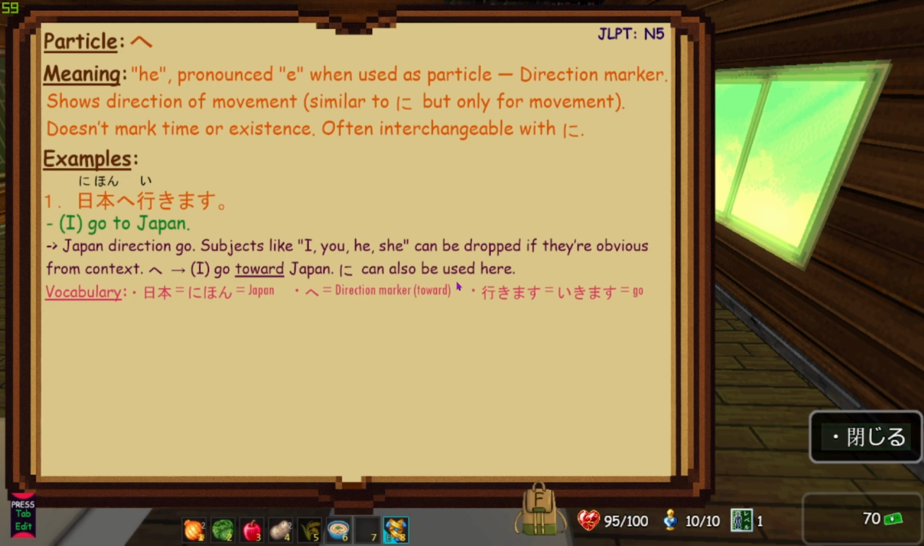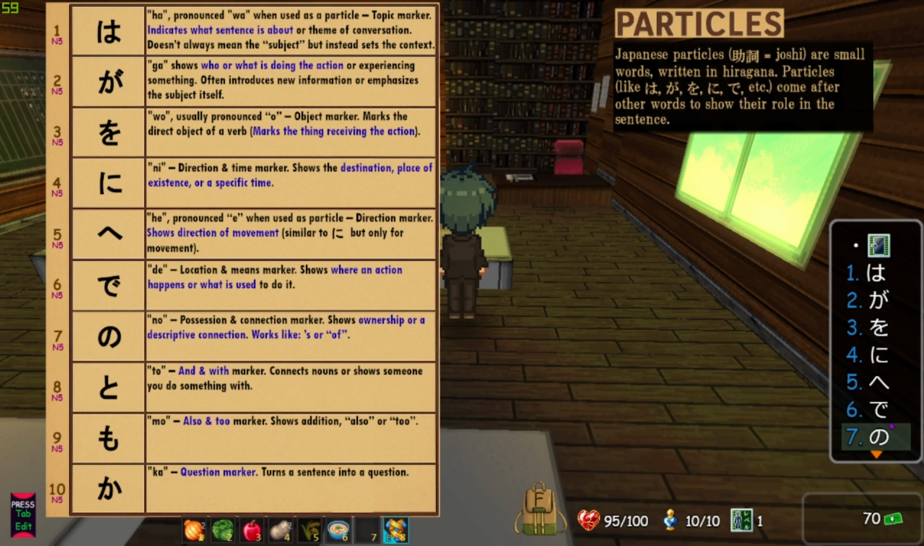So ni can also be used here. Good. So Japan is the direction, go. And we leave out the I because we get it. Who's going? Oh, okay, well you're speaking, so you're obviously going. If you're speaking about him, a guy, a girl, a certain person, then we also can leave that out because the context is indicating to that person.